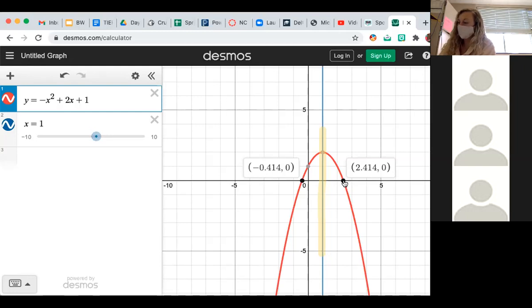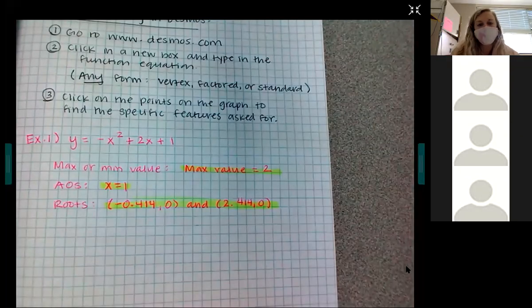Do we think we'll be able to find the max or min, the vertex, the axis of symmetry, and the zeros though from Desmos? People at home, are y'all good? Yeah. All right. Okay, I'm gonna switch back. So these are the answers you should have gotten. So I'm gonna pause and make sure we're all okay, and then we'll do another one.